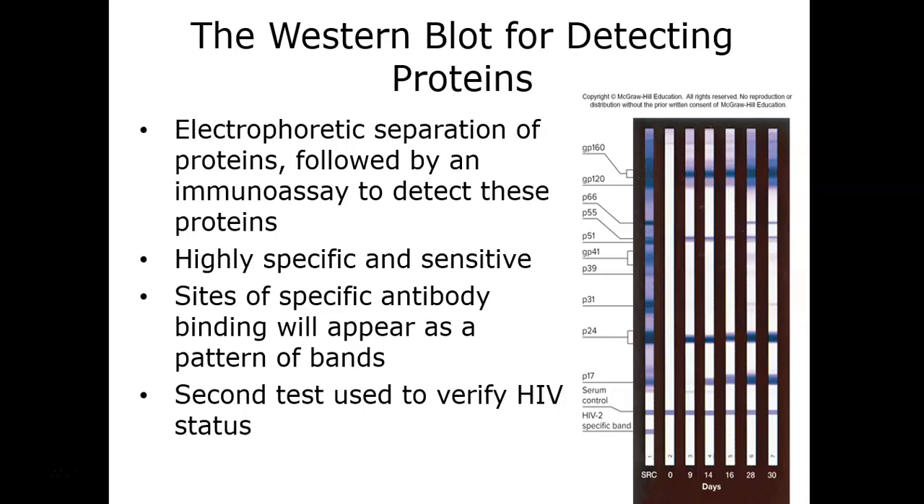And a Western blot is, again, a type of electrophoresis. We're running electricity through this gel. We're loading our sample towards the top. And what we're doing is we're separating proteins. So instead of genetic material, we're separating proteins in a Western blot.